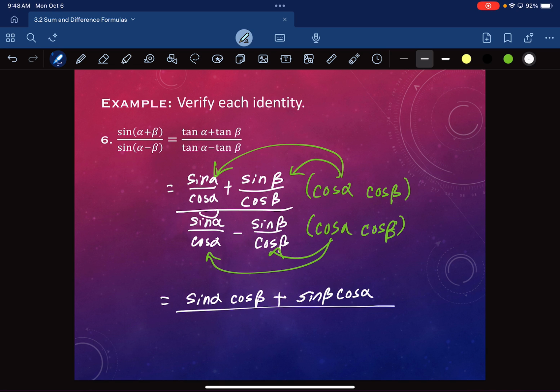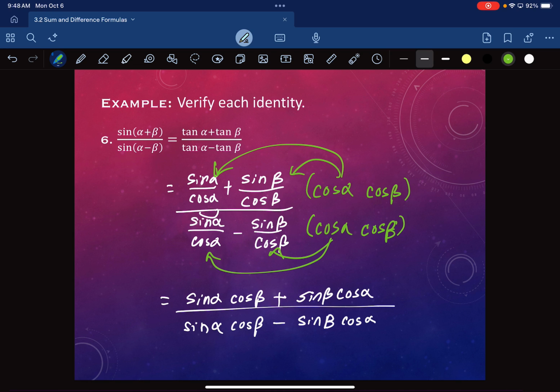Same thing's going to happen on bottom. I have sine of alpha. That's still going to be there. But the cosine of alpha is going to cancel, and the cosine of beta will remain. And I have subtraction. The final fraction still has a sine of beta. The cosine of beta denominator cancels. The cosine of alpha denominator remains.